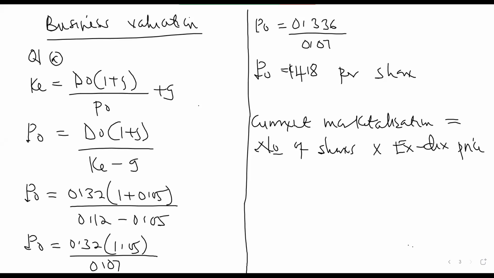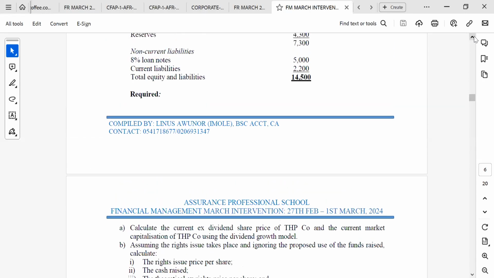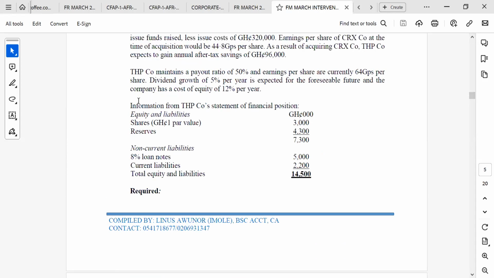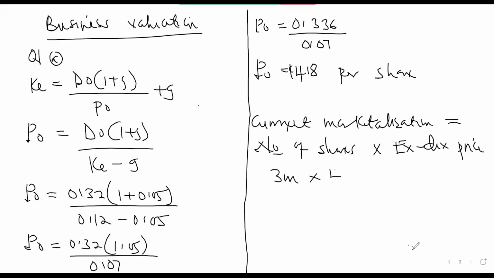Let's go and look for the number of shares of the company. Can we get the number of shares from the statement of financial position? Yes, 3 million shares. So that would be 3 million multiplied by 4.8.